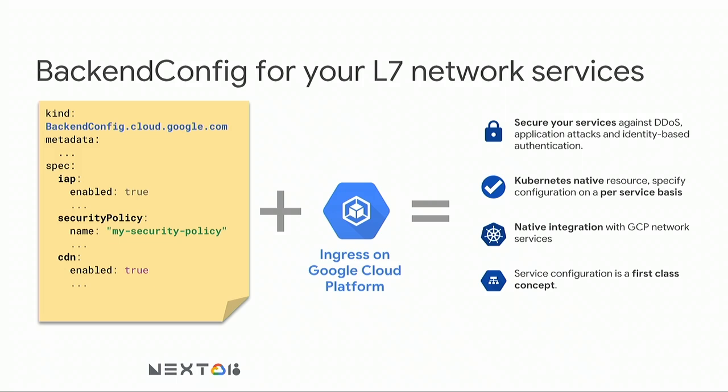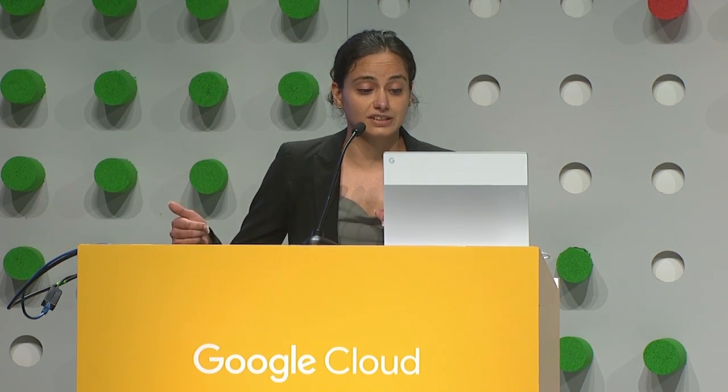There's native integration with all the GCP network services, giving you a host of benefits, and service configuration becomes a first-class concept. You have the flexibility to specify configuration pertaining to a single service rather than an all-or-nothing for your whole deployment. You can hook up your service definition using backend config to use all these network services.